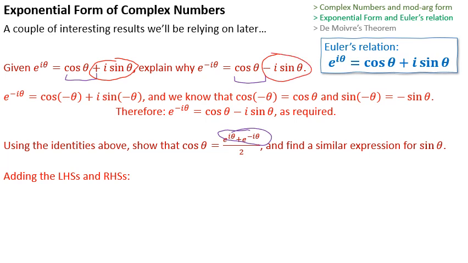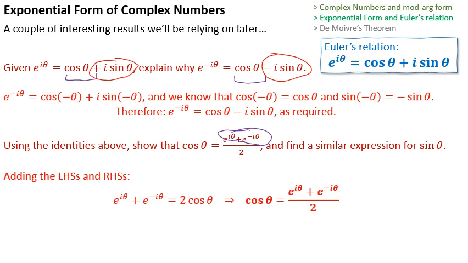This is essentially simultaneous equations by elimination, as you would have learned way back when. So if we do that, the i sine theta terms cancel out, the cos theta terms combine to give you two lots of cos theta, and all we need to do next is divide by 2. We've got an expression for cos theta.